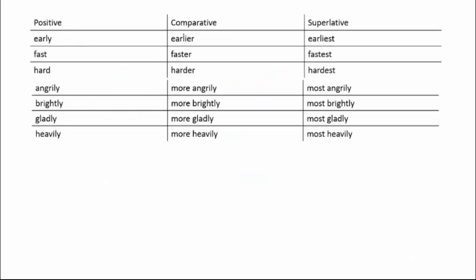Early becomes earlier and earliest. Fast becomes faster and fastest. Hard becomes harder and hardest. Now let's see the next word. Angrily. It has three syllables. Now over here it ends with ly as well. So what we do is more angrily, most angrily. Brightly, more brightly, most brightly. Gladly, more gladly, most gladly. Heavily, more heavily, most heavily.